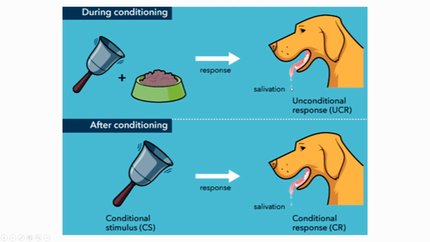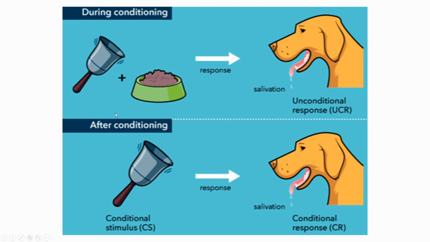So the dog is going to be salivating and it's probably being driven mostly by the food presentation. So we're calling this still an unconditional response because it's still being driven by our unconditional stimulus. The dogs are salivating because of the food. But while they're salivating because of the food, they're also learning something about the bell.